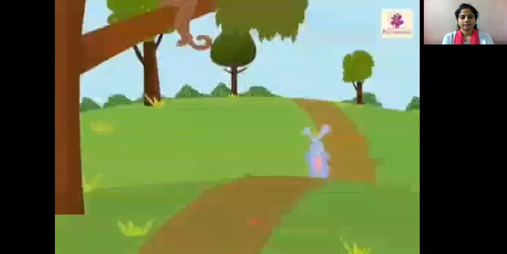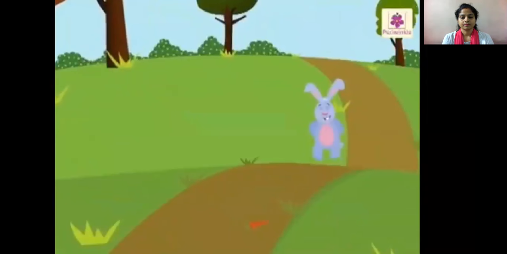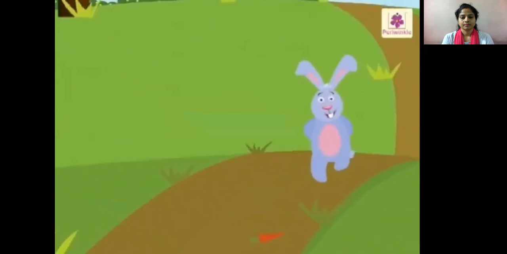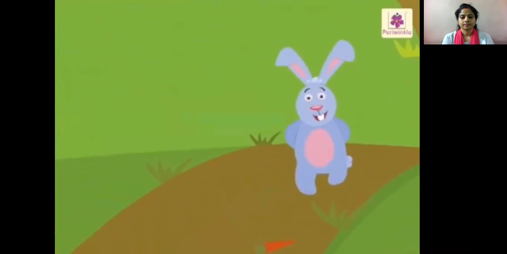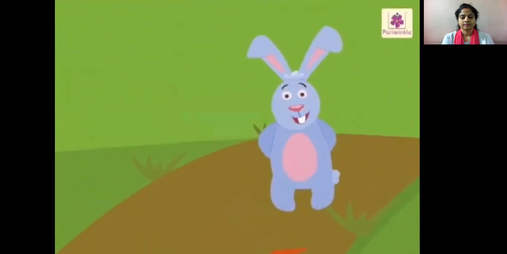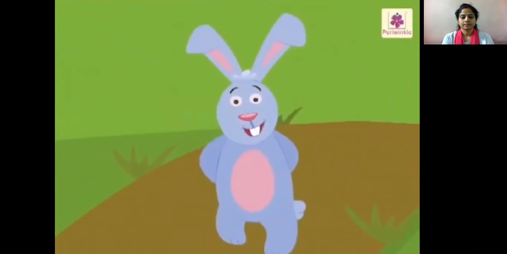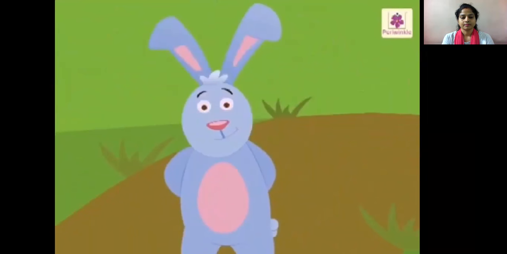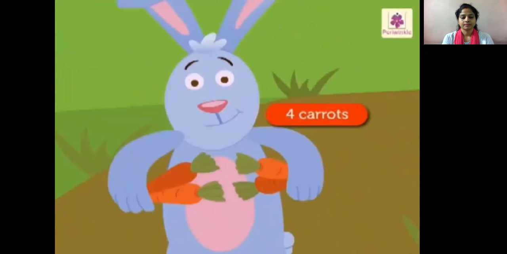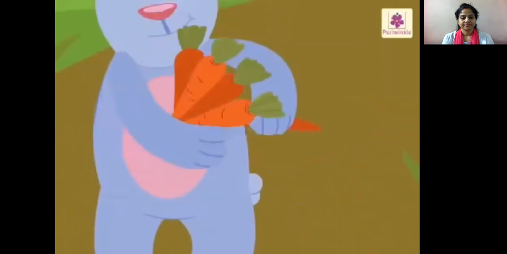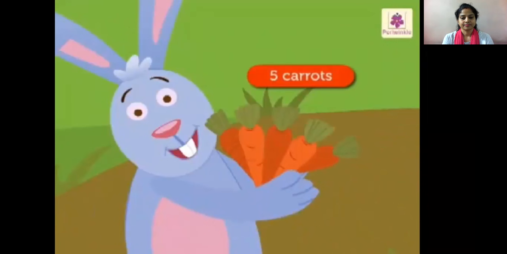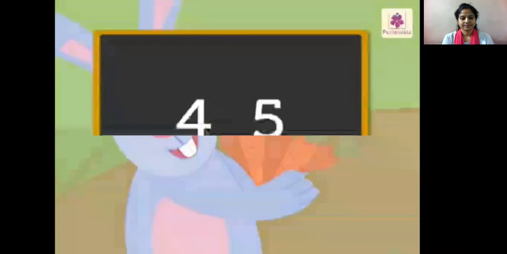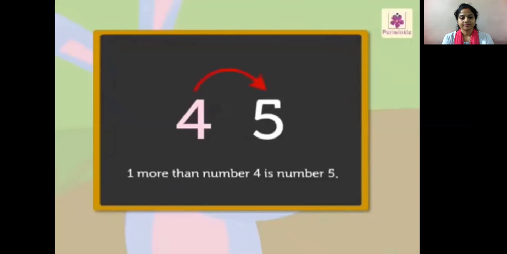Look at Rabbi, the rabbit. He is hopping so happily. I think he has something with him. Look, Rabbi has 4 carrots. He found 1 more carrot. Now he has 5 carrots in all. So we can say that 1 more than 4 is 5.